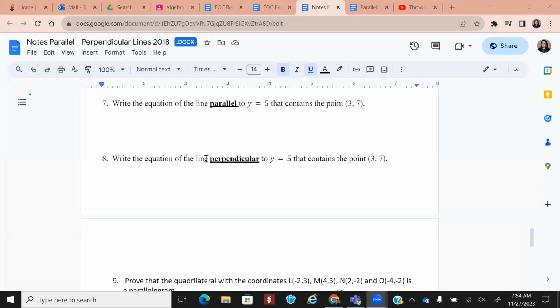It says write an equation that's perpendicular. So perpendicular is going to be x equals, and we want to contain this point, so it's going to be x equals 3. Any questions over that?